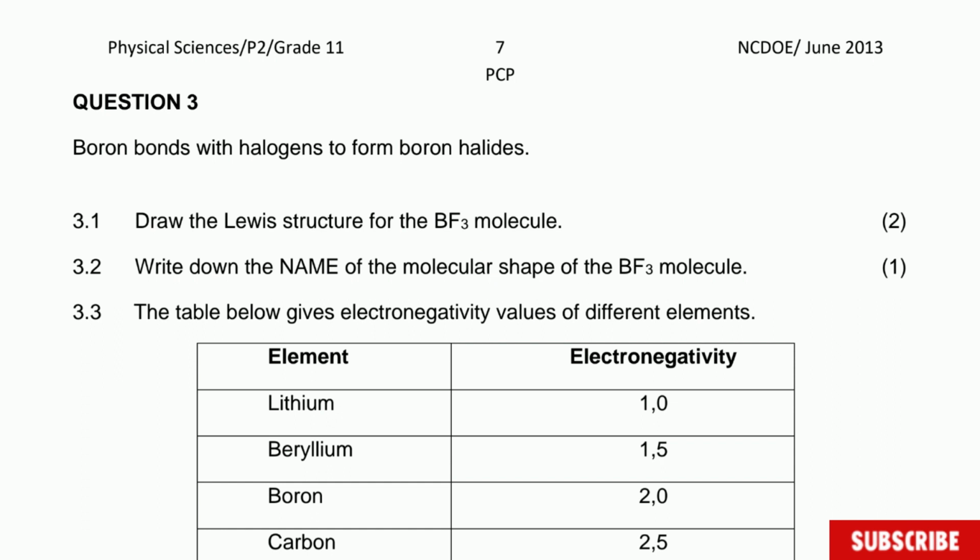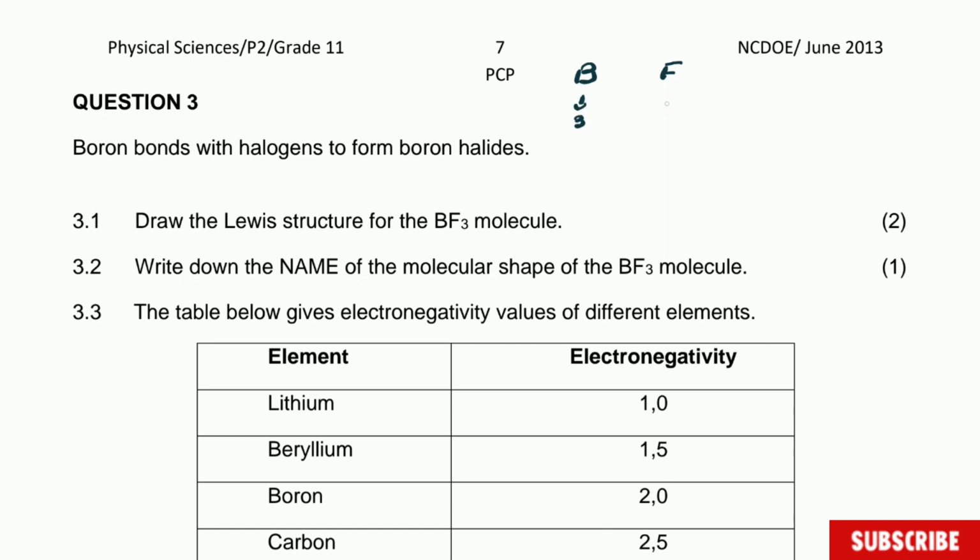This question says boron bonds with halogens to form boron halide. Draw the Lewis structure for boron fluoride molecule. Alright, and we are going to be drawing that one there. Now, to answer this, the first thing you need to know is the valence electron for boron and the valence electron for fluorine. Okay, boron has 3 valence electrons.